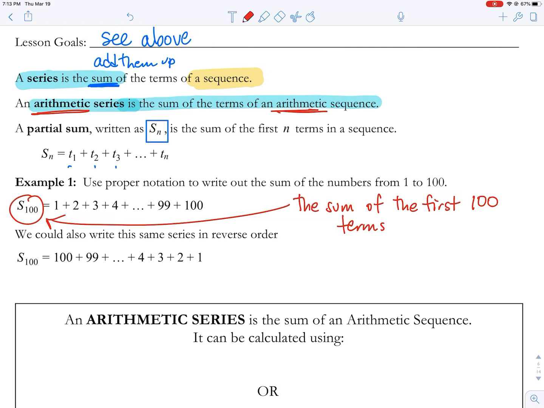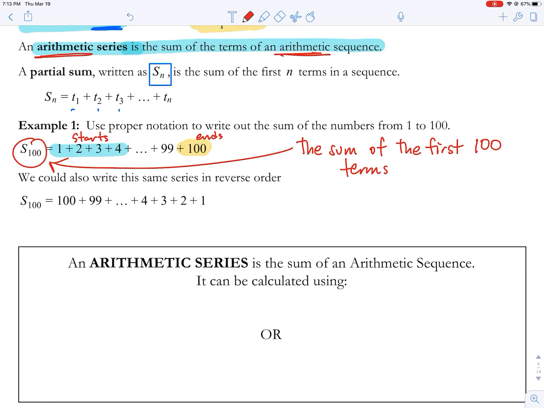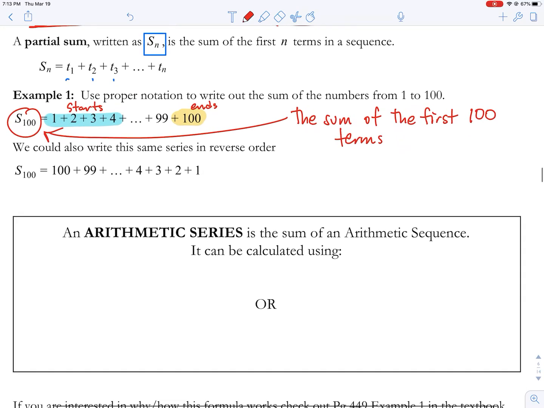And if we were going to write it out, we're going to write out what it starts at. So here's where it starts. And you wouldn't need to know 4, but maybe 3 of them. Then we're also going to show where it ends because it's really important to show where it ends so that we can find out what the last term is going to be equal to in our series. We could, because addition works the same forward or backwards, also write it as 100 plus 99 all the way down to 4, 3, 2, 1, all added together.